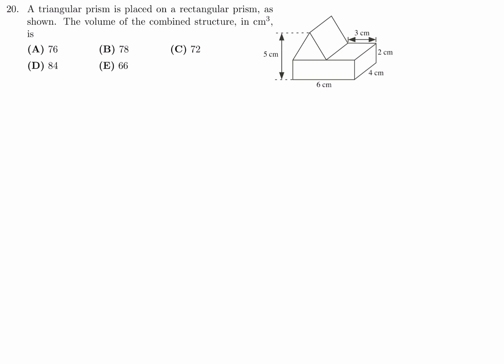A triangular prism is placed on a rectangular prism. As shown, the volume of the combined structure is. Let's first figure out the rectangular prism. That's pretty straightforward. It's going to be length times width times height. And our length is 6, width is 4, our height is 2. So that is 48. Now let's concentrate on this triangular prism right on top.